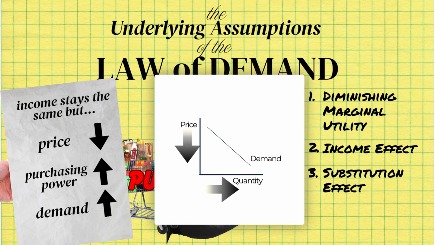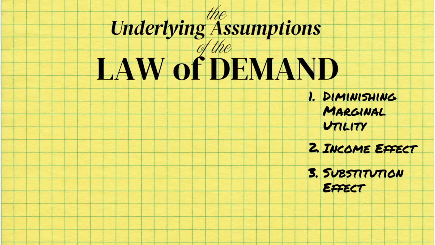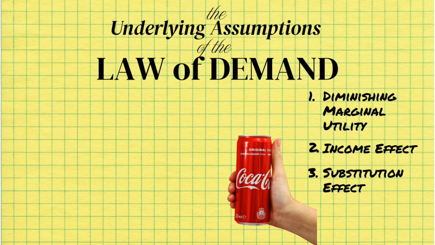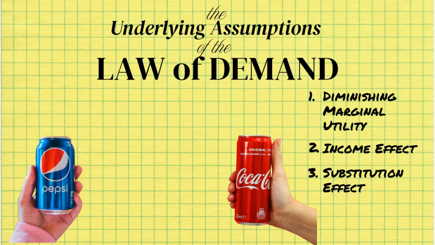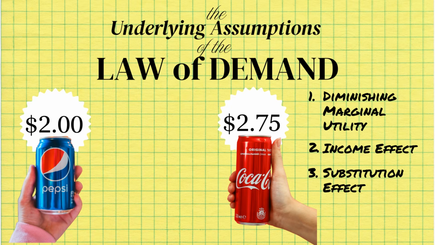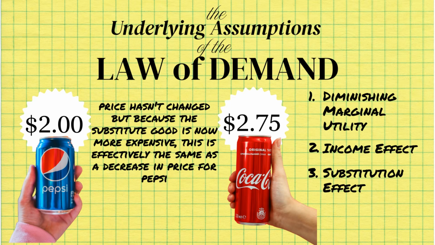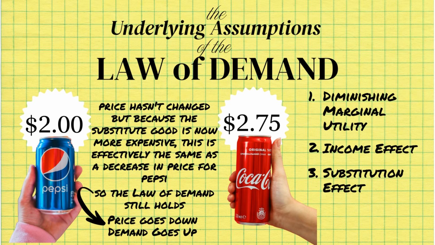As we talked about earlier in the video, a change in price of a good will change the demand of its substitute good. If Coke raises their price, the demand for Pepsi will increase. This is because even if Pepsi doesn't change its price, it is now relatively cheaper. This also demonstrates the inverse relationship of the law of demand. As the price decreases, demand increases, even if the price is relative to the substitute good and doesn't actually change.